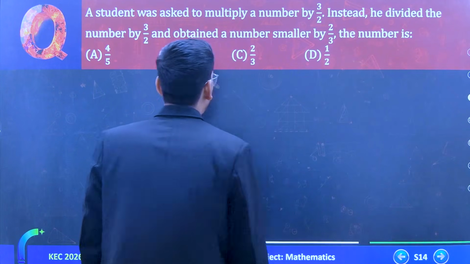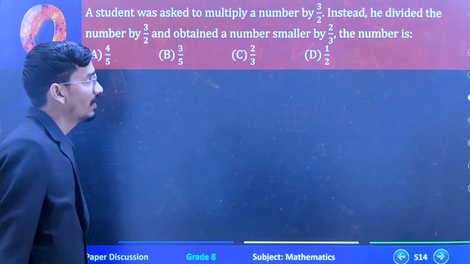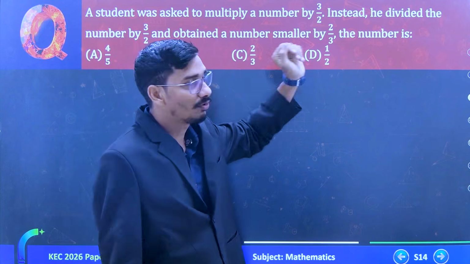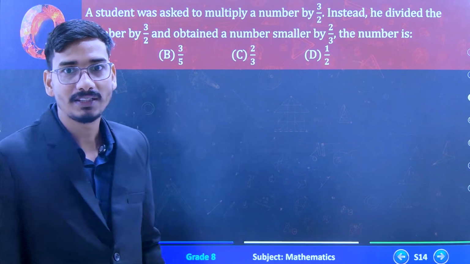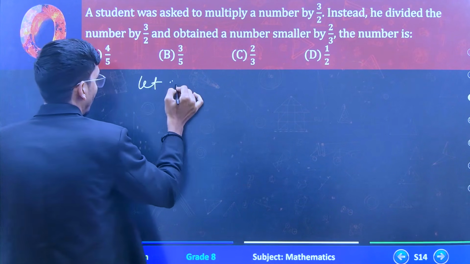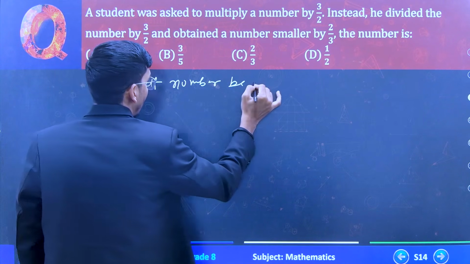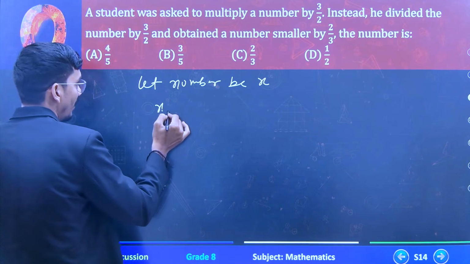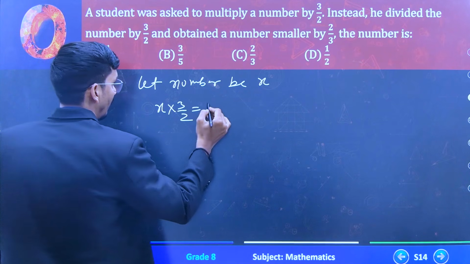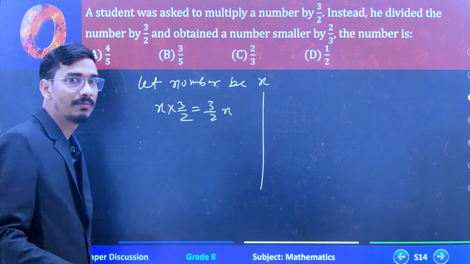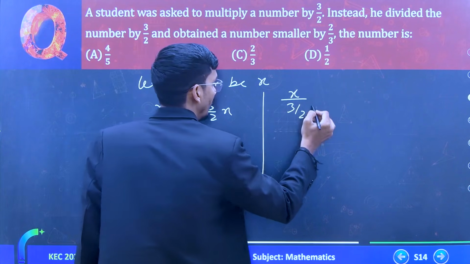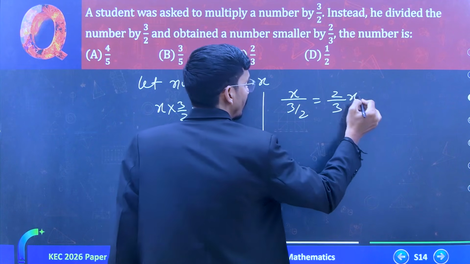Same question, beta. A student is asked to multiply a number by 3 by 2, instead he divided the number by 3 by 2, obtaining the number 2 by 3 less. This question is coming from the class. So let the number be x. According to me, I am telling to multiply this number by 3 by 2. According to this, it's 3 by 2x. But what did he do, beta? He divided this number by 3 by 2. It means this is 2 by 3x.